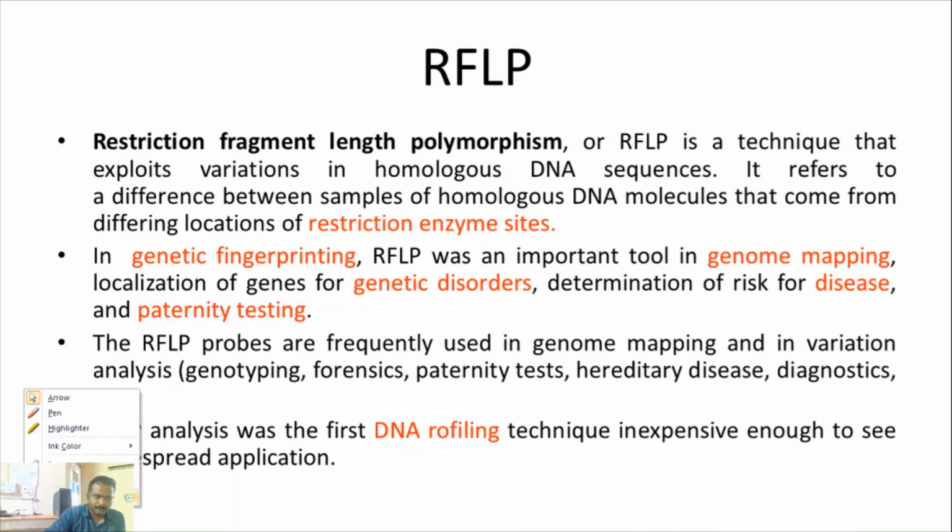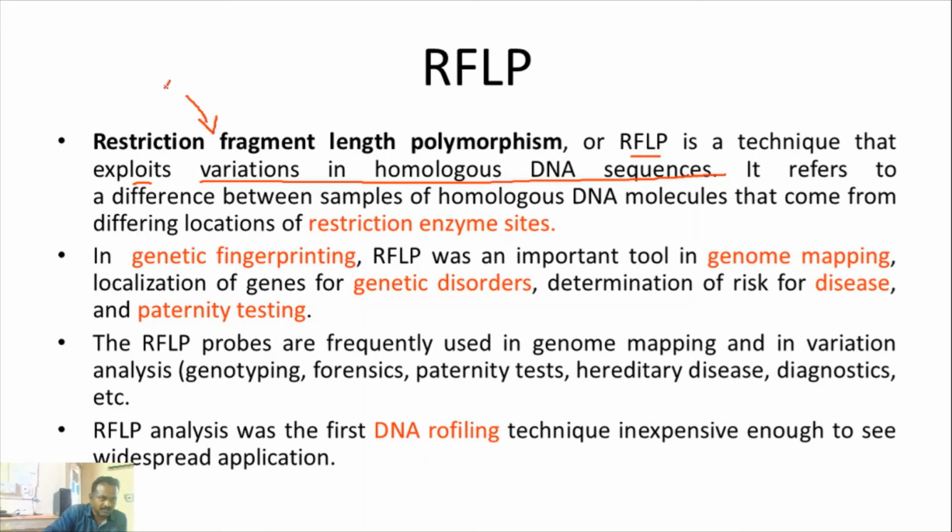RFLP is a technique that exploits variation in homologous DNA sequences. The word is very important: homologous DNA sequences. It just identifies the variations, only ecology based, diversity based, population genetics based. Here we are using restriction enzymes.